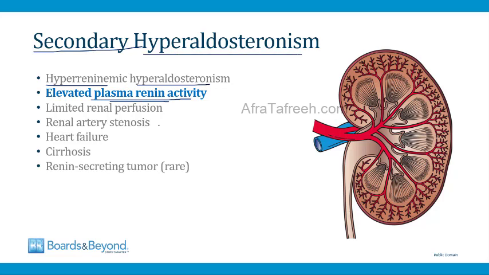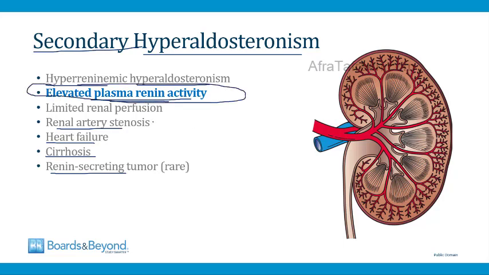This usually means the kidneys are being underperfused for some reason, and they're sensing that low perfusion and they're activating the renin-angiotensin-aldosterone system. So this could be because of renal artery stenosis. This can be seen in patients who have heart failure or cirrhosis, and then it's rare, but patients can have a renin-secreting tumor. But the bottom line here is when you find elevated plasma renin activity, you know you are not dealing with a case of primary hyperaldosteronism. You have a case of secondary disease, usually due to one of these causes listed on this slide. And that concludes our module on hyperaldosteronism.